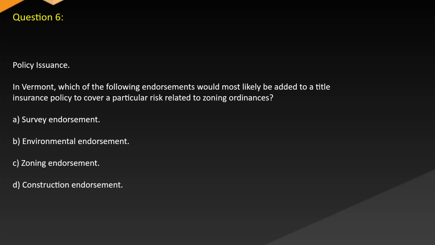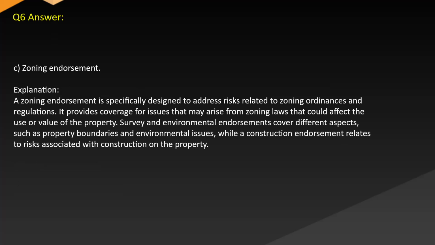Answer C. Zoning endorsement. Explanation. A zoning endorsement is specifically designed to address risks related to zoning ordinances and regulations. It provides coverage for issues that may arise from zoning laws that could affect the use or value of the property. Survey and environmental endorsements cover different aspects, such as property boundaries and environmental issues, while a construction endorsement relates to risks associated with construction on the property.